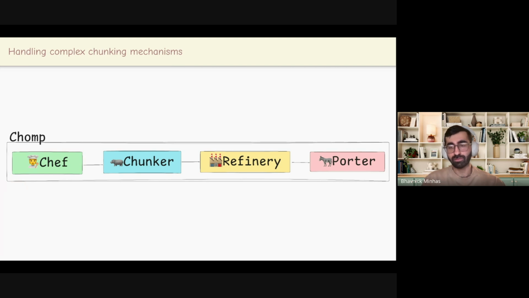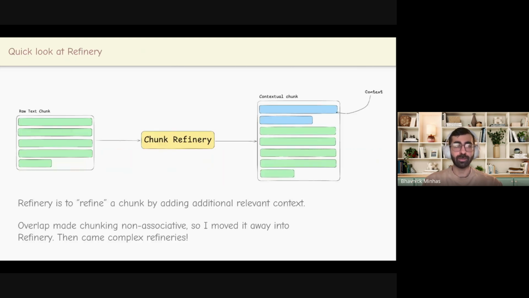We have support for refineries, and then porters are essentially just making sure that you export your chunks in the format that you need. Some of these aspects we're working on right now. Some are already there in part, like refineries. Chefs and porters are ongoing. And a quick look at refinery: this is just what I explained, adding more context so you can get better quality recall.